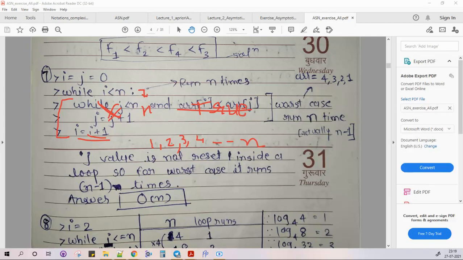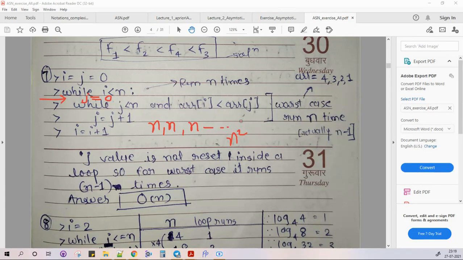And if I just change this a bit, if I say in this particular line, j equal to 0, then what will happen? When i equal to 1, this will run n times. i equal to 2, this will run n times, the inside loop. Again it will run n times. So it is nothing but n into n, n square. So it would be order of n square.